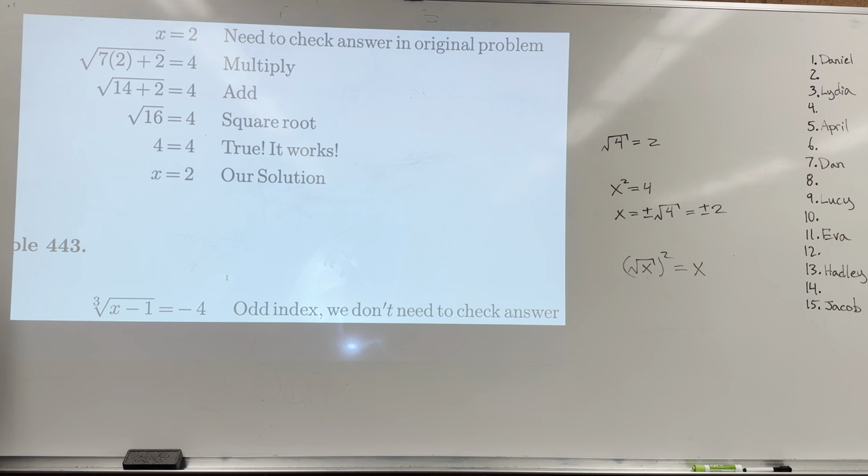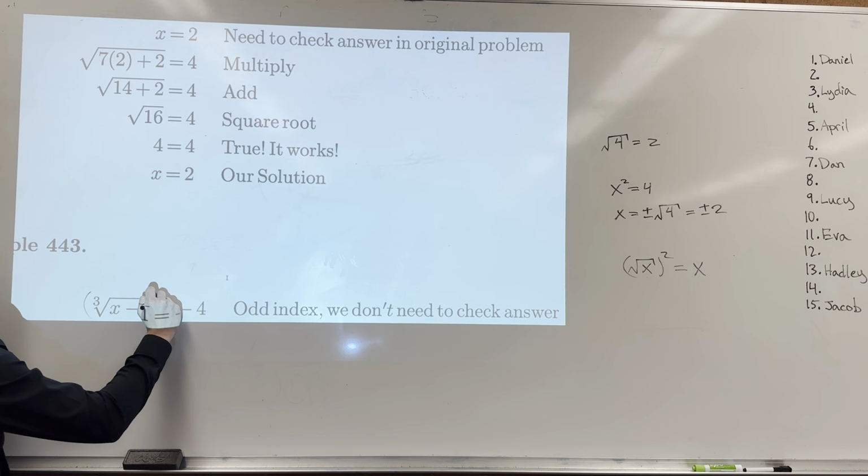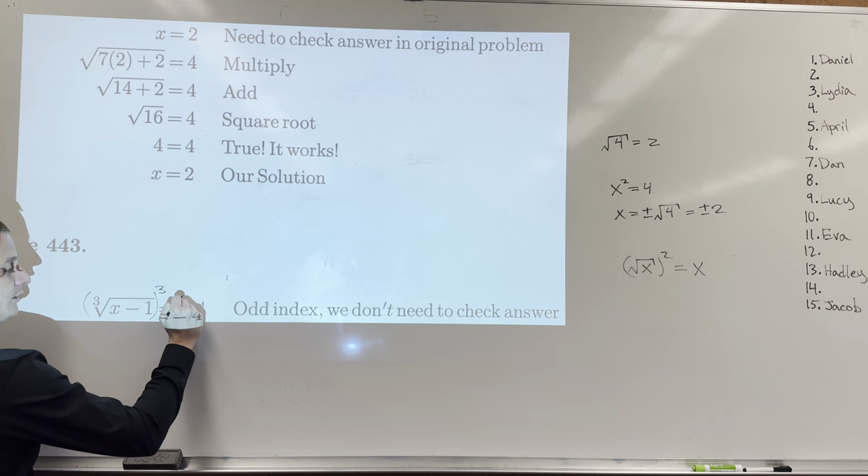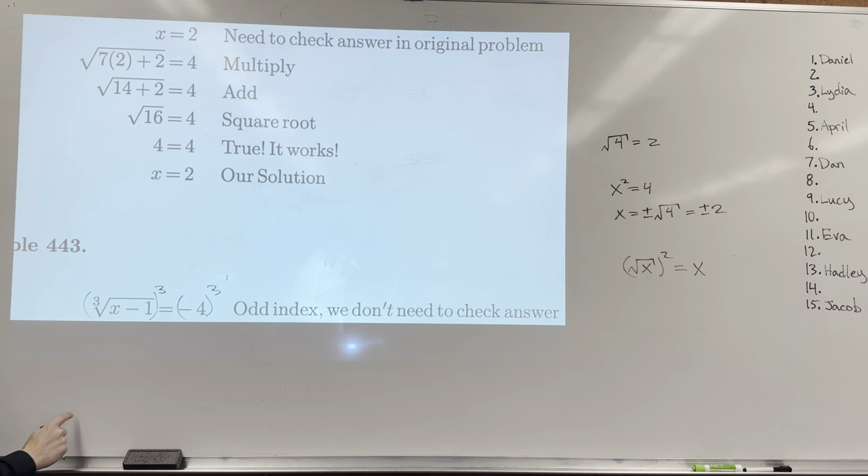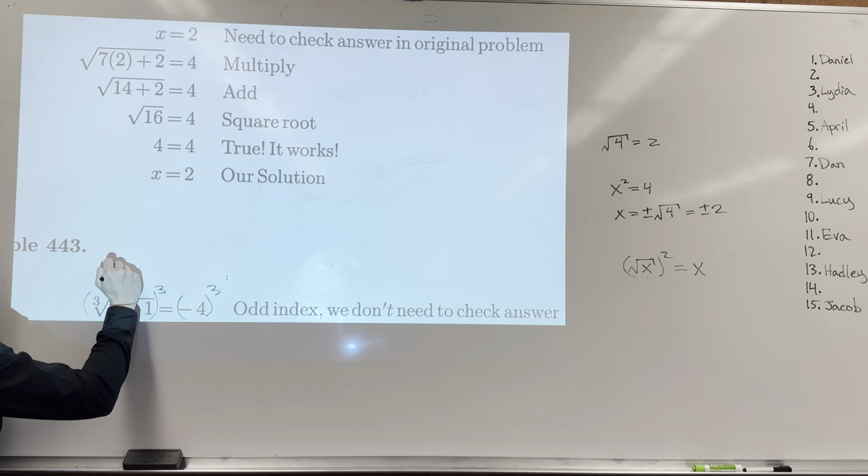Cube both sides. So I'm going to cube this side, raise this side to the power 3. I'm going to raise this side to the power 3. What is the cubed root of x minus 1 all raised to the power 3? It's just x minus 1. The cubed root undoes the cube. So this comes out just x minus 1.